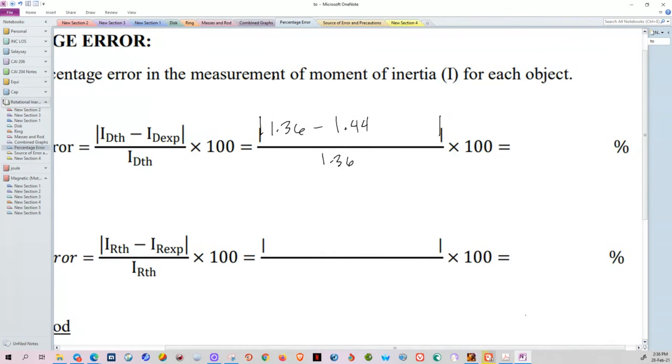What's the percentage error, Shabab? Yalla, go. What's the percentage error? Anyone? If you're listening or watching, you already see the answer. Anyone, Shabab?